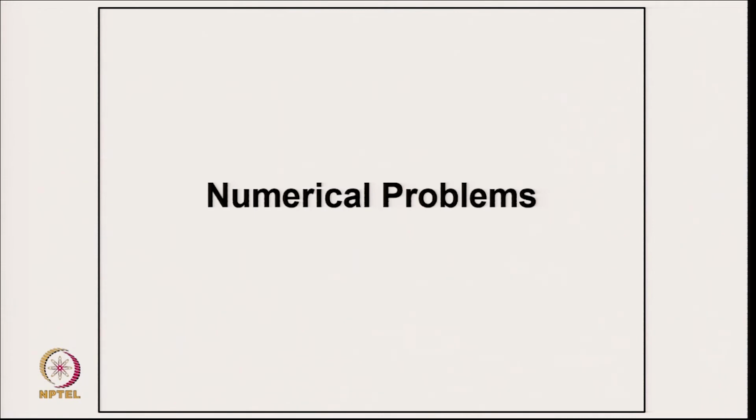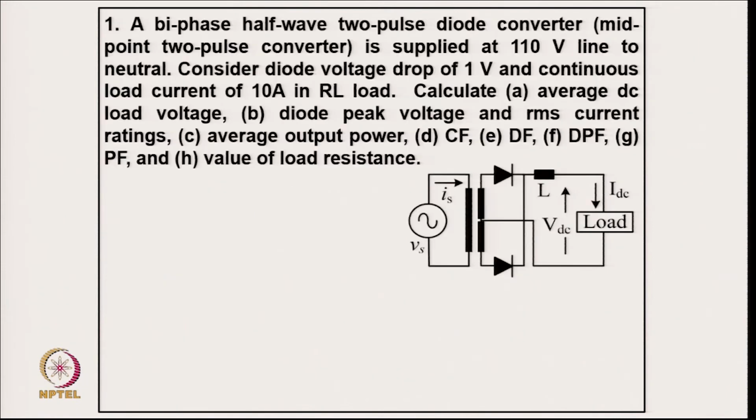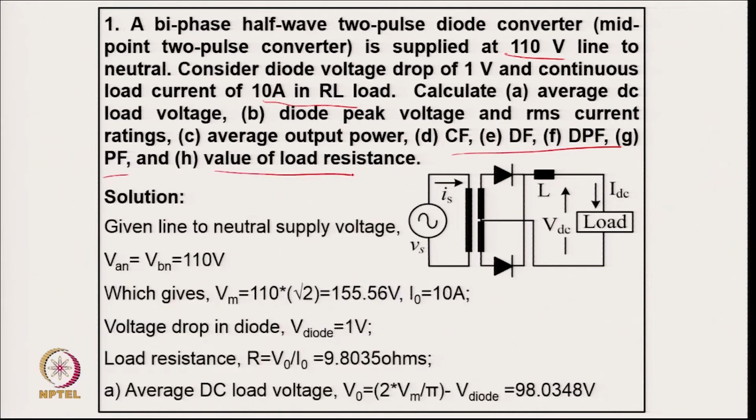So, coming now to numerical examples, numerical problems on these conventional converters: the biphase half wave 2 pulse diode converter with midpoint is supplied at 110 volts, and consider a 1 volt drop and a load resistance of typically 10 ohm with a highly inductive load. Calculate the average DC voltage, diode peak current, and the power quality parameters like THD, distortion factor, displacement factor, and power factor, and the value of load resistance.